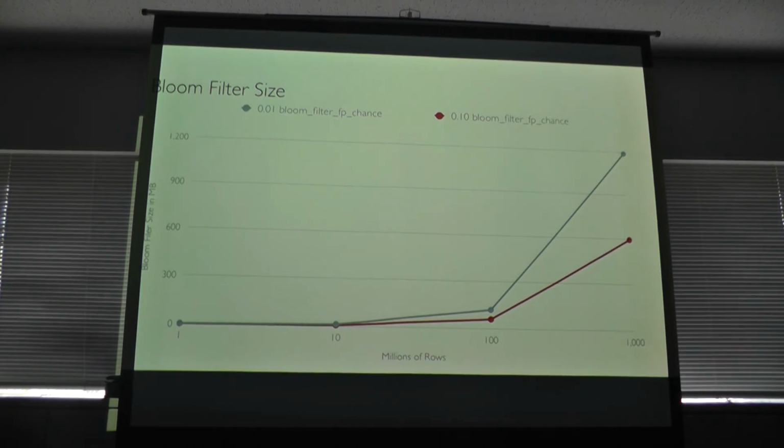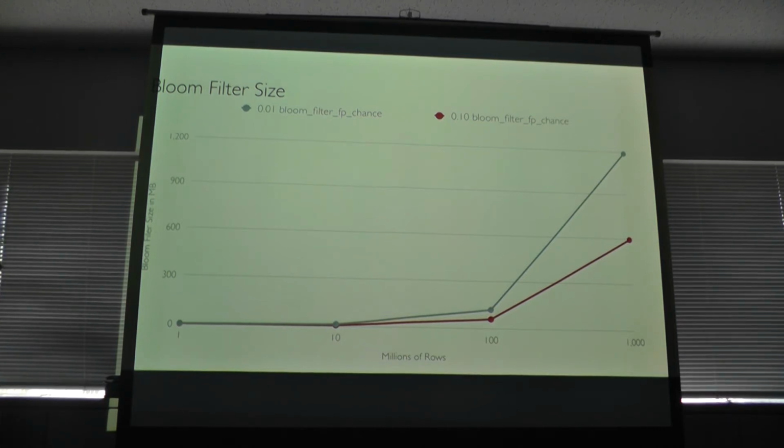On this graph, I'm showing how much memory we have to hold in the bloom filter for different numbers of millions of rows. If we look at the number 100 on the bottom, we've got 100 million rows, and when we're using the default bloom filter setting of 0.01, it's about 125 megabytes that we have to hold in memory. When we're using 0.10, it's about 65 megabytes.